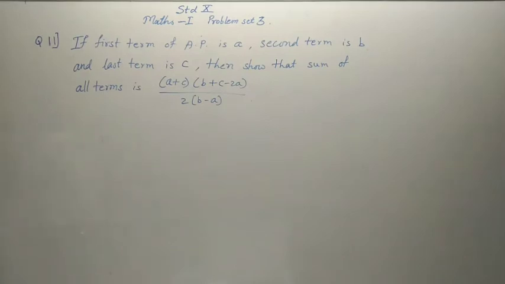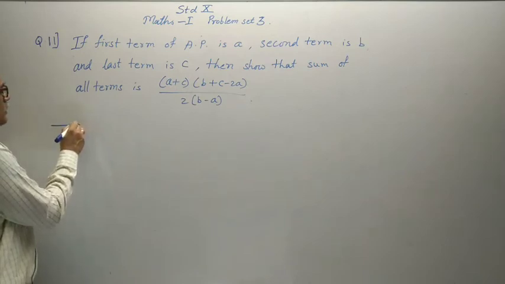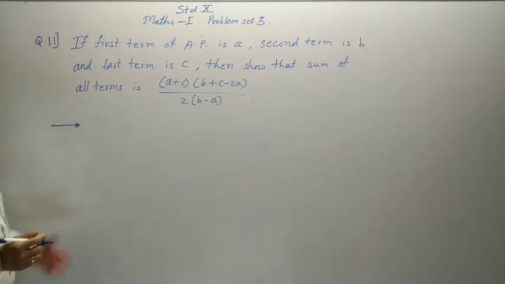The 11th question is: if the first term of an AP is A, the second term is B, and the last term is C, how many terms is not given. Tn is C. Then show that the sum of all terms, Sn, the sum of n terms, if the total terms are n, is (A plus C) into (B plus C minus 2A) upon 2 into (B minus A).